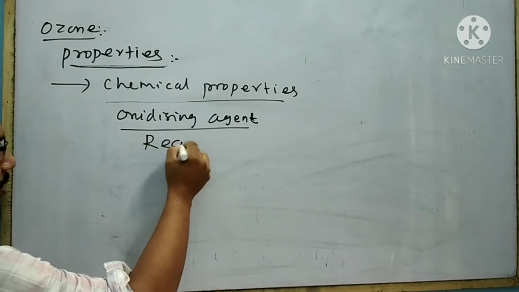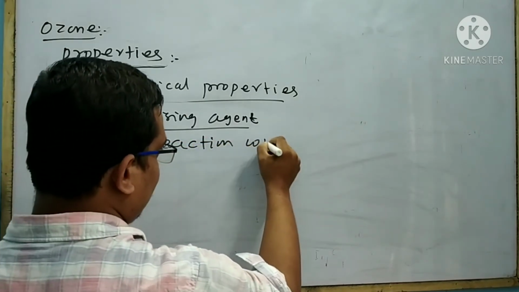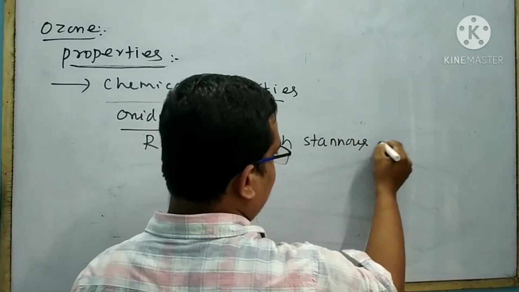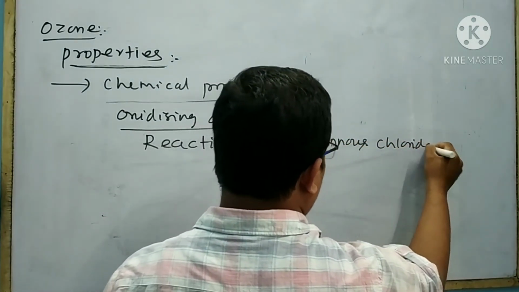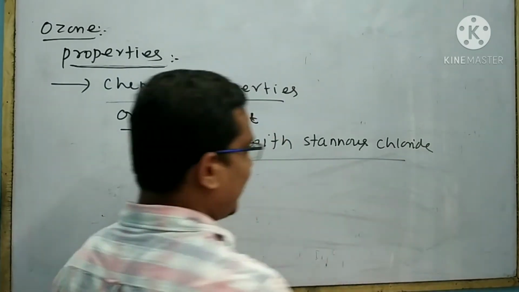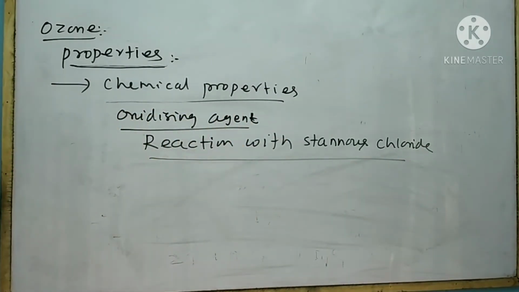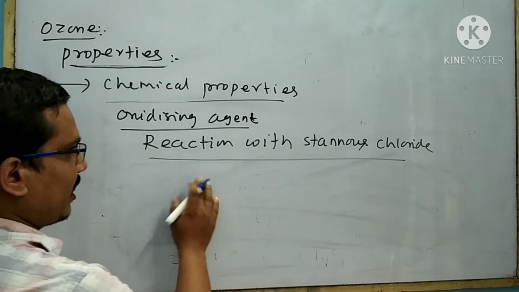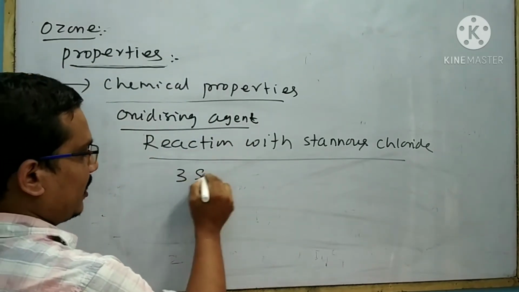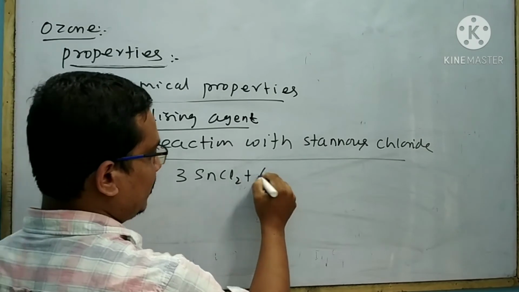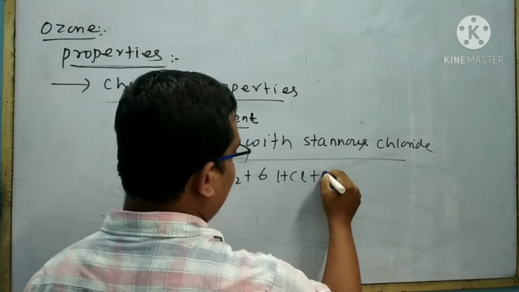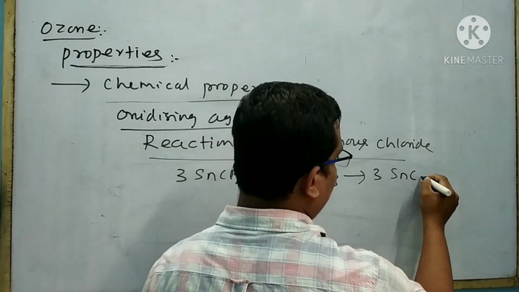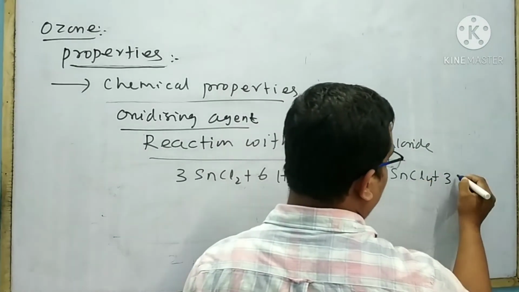Next is the reaction with stannous chloride. Ozone oxidizes stannous chloride to stannic chloride. I can write the reaction like this: 3SnCl2 plus 6HCl plus O3 gives 3SnCl4 plus 3H2O.